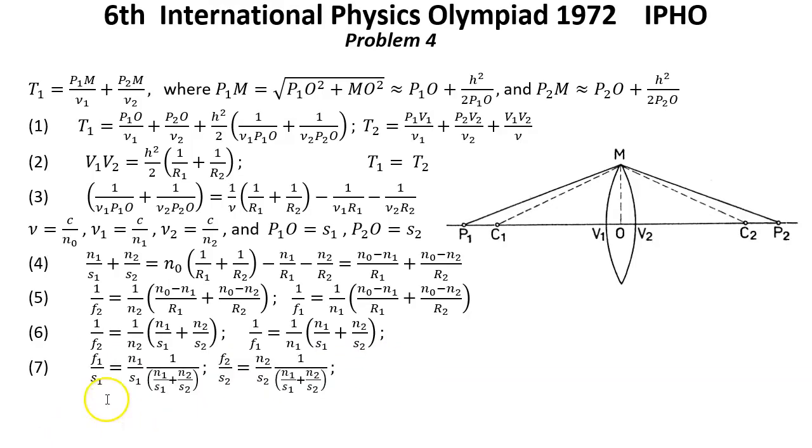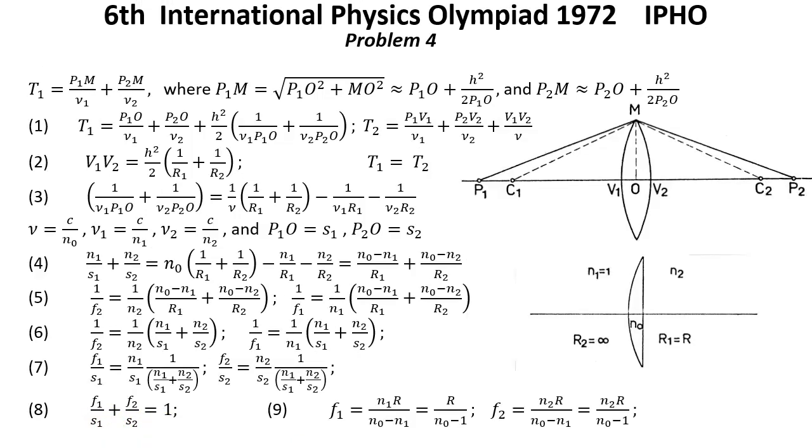And the last thing is F1 over S1 equals this one, and F2 over S2 equals this one. Now we can just add them and get finally our result. F1 over S1 plus F2 over S2 equals 1. In our case, the lens is plano-convex, like in this figure. It means that if we use the expression from 5, we can get that for R2 equal infinity and R1 equal R, we will get these expressions, and that was a solution for question A, problem number 4.